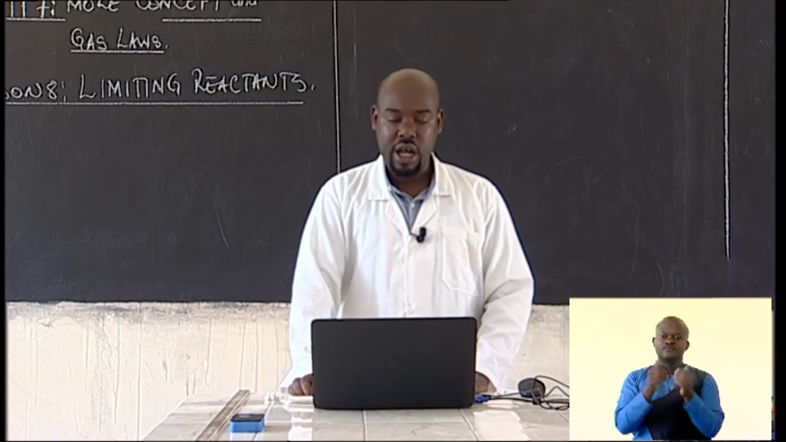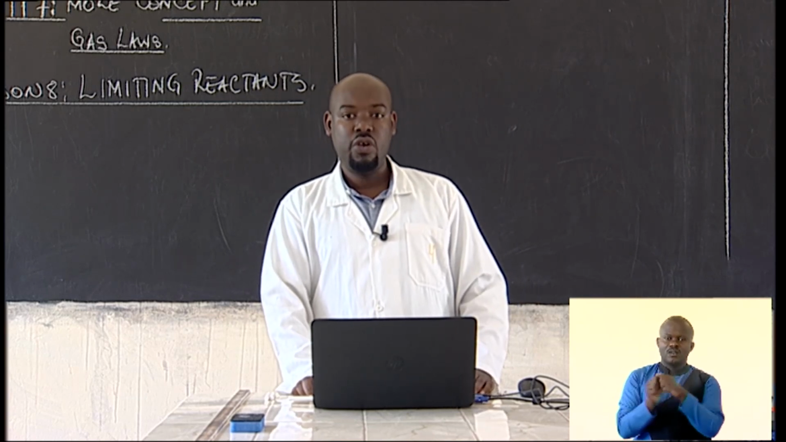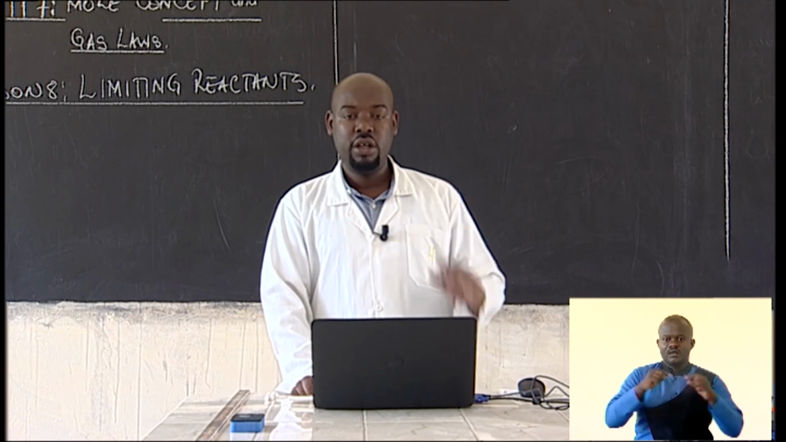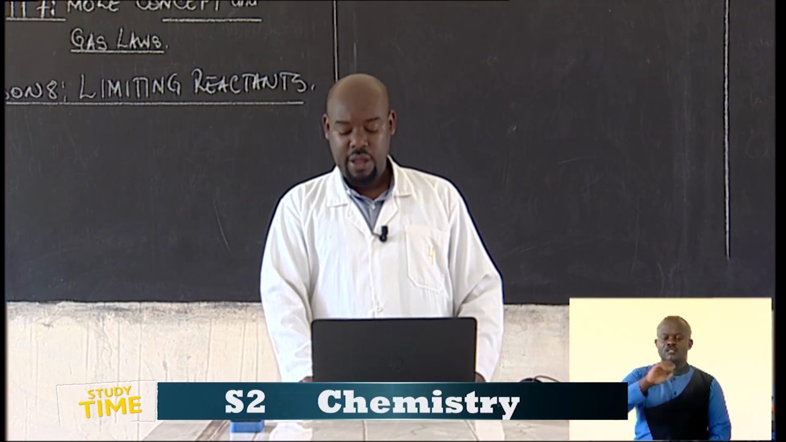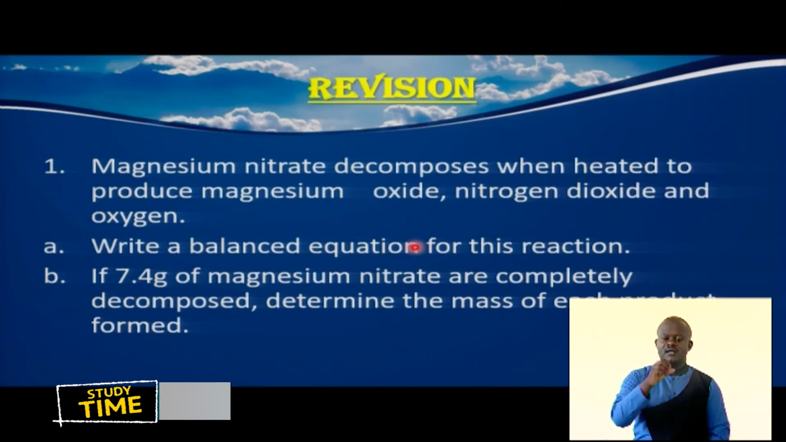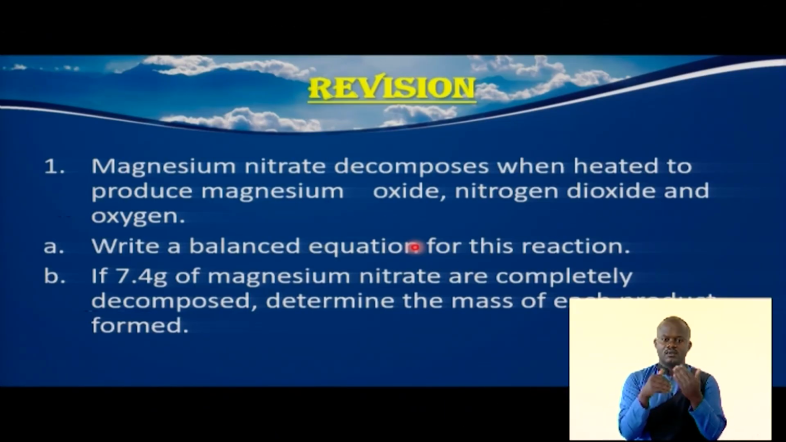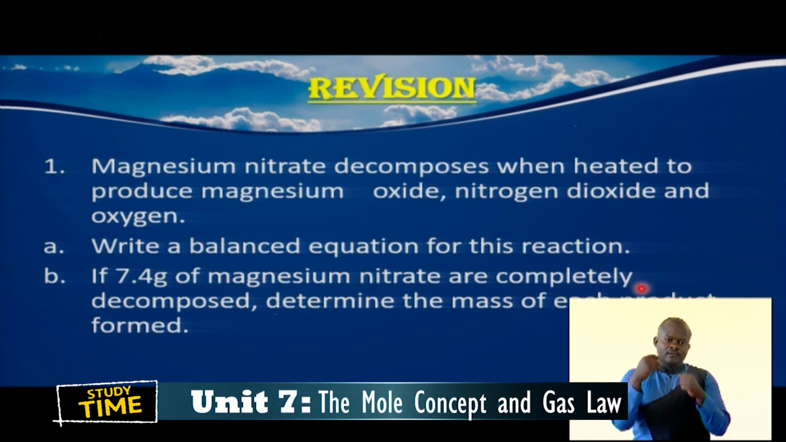Before we start our new lesson, I want us to start with a quick revision of what we have discussed in the previous lesson. That was the stoichiometric calculations. The exercise we have here is: magnesium nitrate decomposes when heated to produce magnesium oxide, nitrogen dioxide, and oxygen. A, write a balanced equation for this reaction. And B, if 7.4 grams of magnesium nitrate are completely decomposed, determine the mass of each product formed.